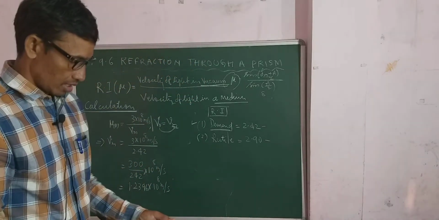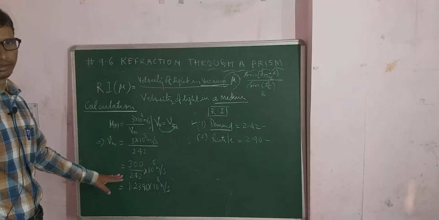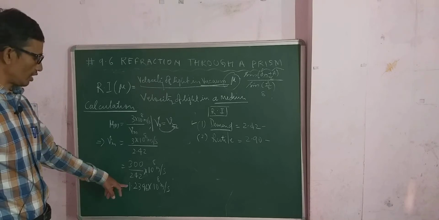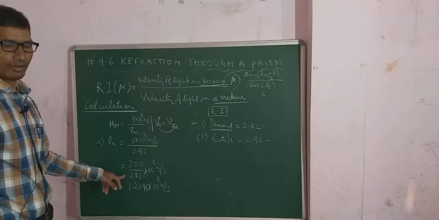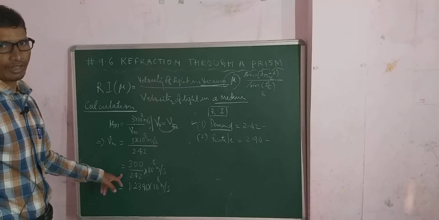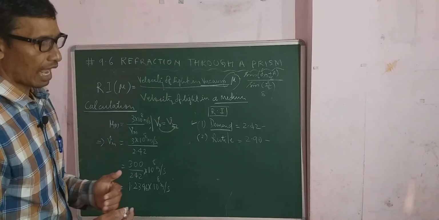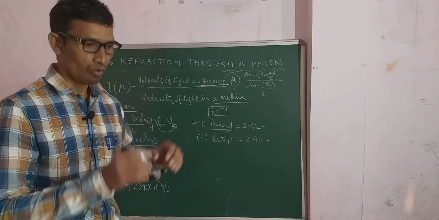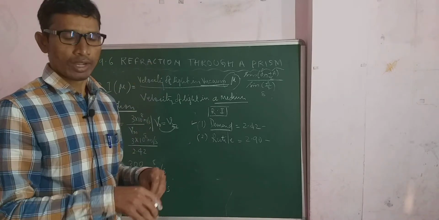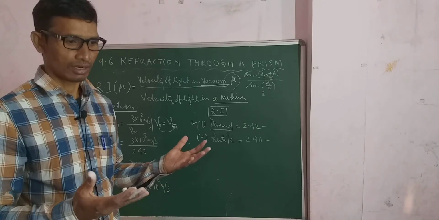So how do we see this? Is it lesser or greater? It is lesser than the vacuum. So this is the reason: when the light travels from a rarer medium to a denser medium, it bends toward the normal, and it is slower. When the photons strike, they slow down, because light consists of photons. Photon is the energy of the light.